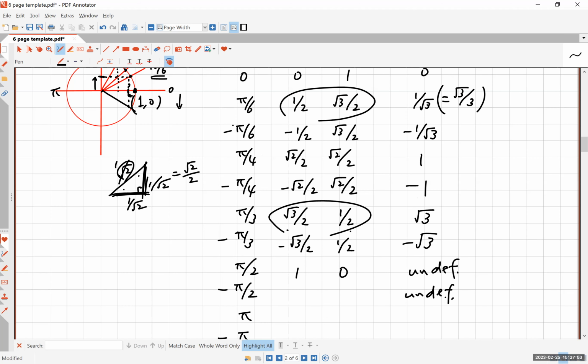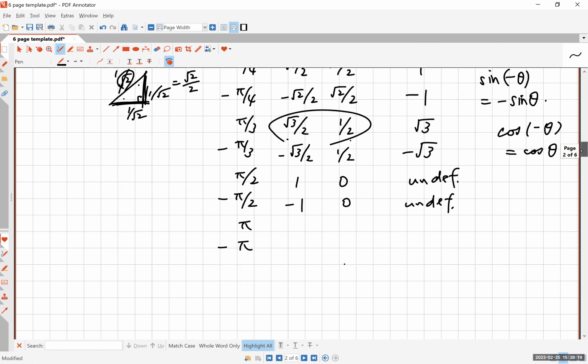The tangent is still not defined at negative pi over 2, but the sine is -1 and the cosine is 0. Now just to remember, sine of negative theta is negative sine of theta. But cosine does not get affected by the negative. And that's because cosine is an even function, whereas sine is an odd function.